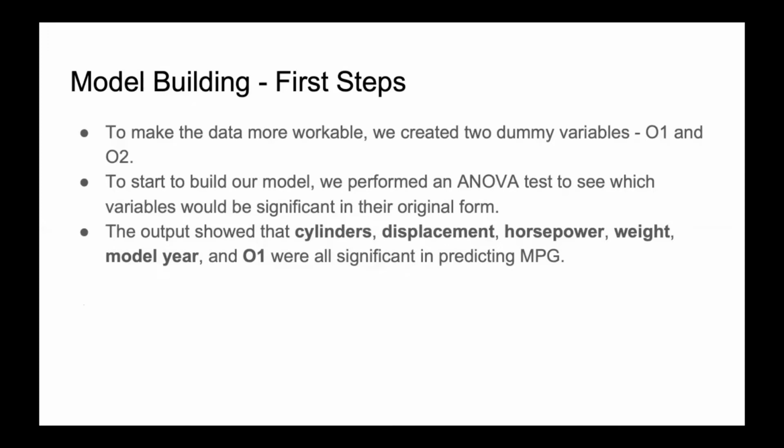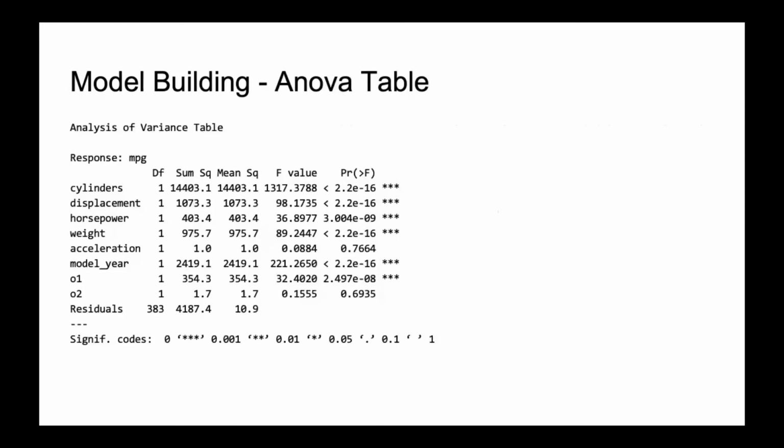So now that we've addressed our preliminary analysis, we can start building our model. To make the data more workable, we created two dummy variables, O1 and O2, as discussed. To start building our model, we performed an ANOVA test to see which variables would be significant in the original form of the data. The output from the ANOVA indicated that cylinders, displacement, horsepower, weight, model year, and O1, indicating American origin, were all significant in predicting miles per gallon. This can be seen once again in the output from the ANOVA function.